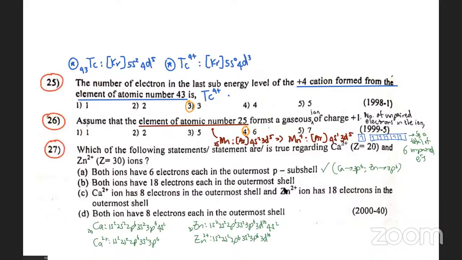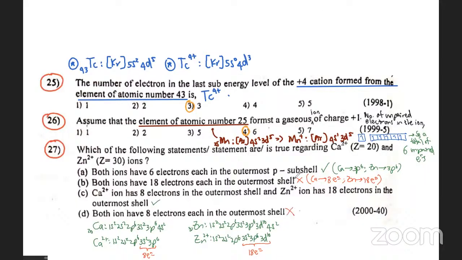That is wrong. Because when they say outermost shell, they are talking about outermost main energy level. Calcium has how many? The outermost energy level, it has 8 electrons. Zinc has 18 electrons. So for calcium it is 8 electrons, but for zinc it is 18. Therefore they are definitely not equal. Calcium 2 plus ion has 8 electrons in the outermost shell, and zinc 2 plus ion has 18 electrons in the outermost shell. Yes, that's correct. Both ions have 8 electrons each in the outermost shell. That's wrong. Boring question, people.